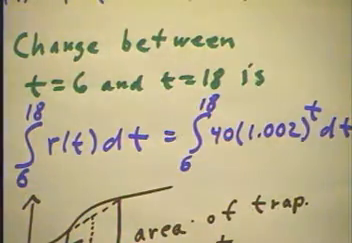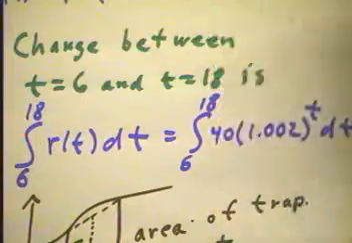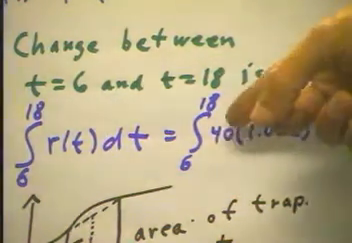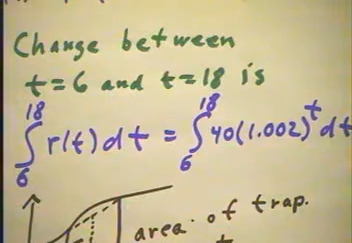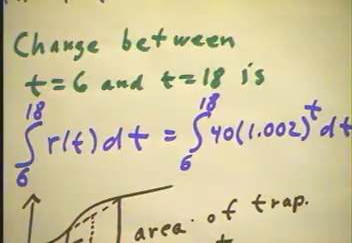We could use Derive and put that in using the int function, int of this function, comma t, comma 6, comma 18, to review that for you a little bit. And that's very straightforward. And in a short time, we'll look at how to find derivatives of exponential functions, which will allow us to find antiderivatives of exponential functions, and then we can use the fundamental theorem of calculus to actually calculate the exact value of this integral.